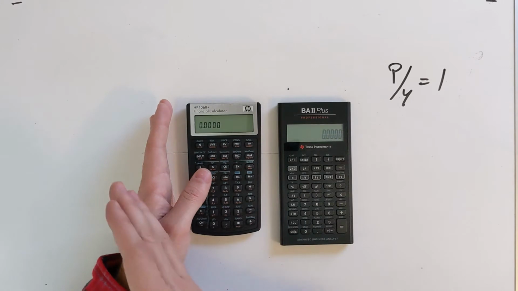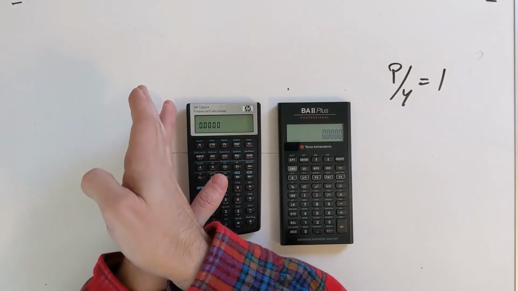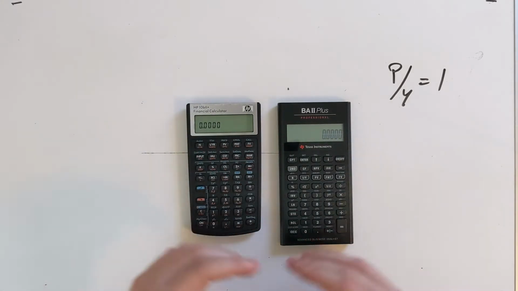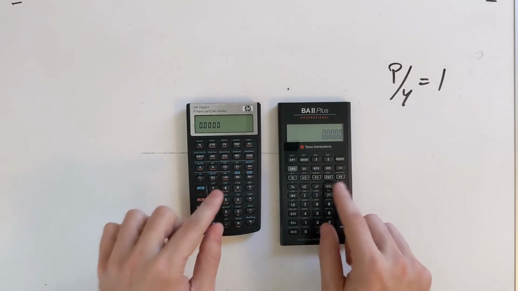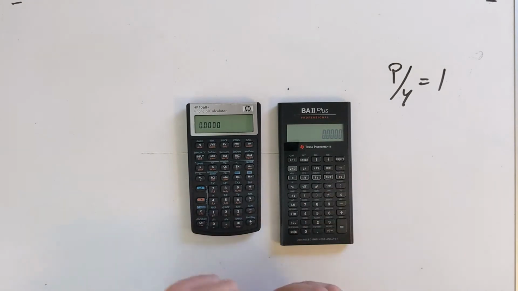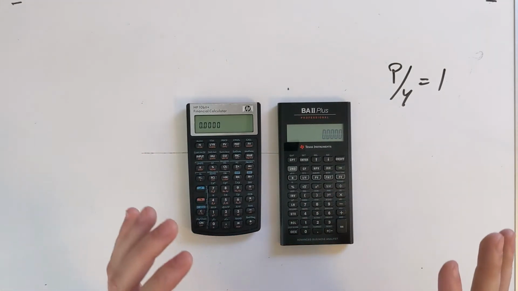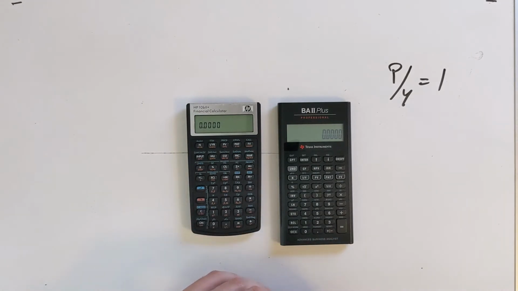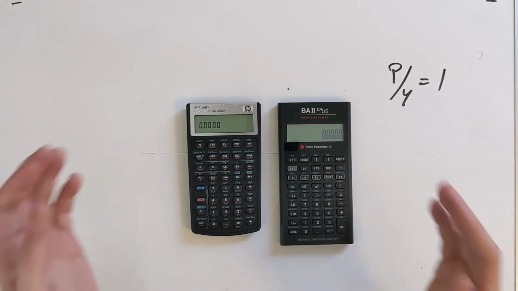Beginning mode says the first cash flow happens immediately. It's not a big deal, but you definitely want to make sure that you're in the right mode, because it will change the answer that the calculator gives you. Okay, so the next thing we need to look at is doing time value of money on these calculators.